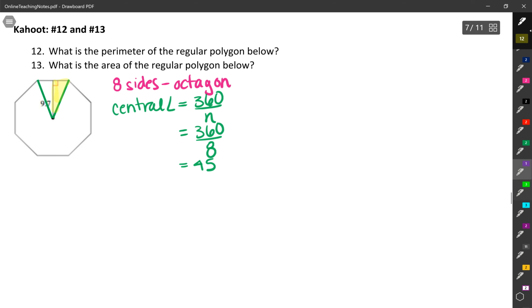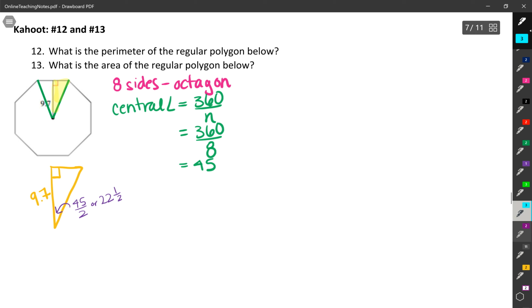So I'm going to draw that triangle again. I'm just going to draw it the same way that it's in the diagram, just a little bit bigger. I know that this side here is 9.7. Then this central angle at the top here is going to be half of 45, so that's 45 over 2, or you can say 22.5 degrees. So now that I have that angle there, I can find the side that I want to help me find the perimeter.